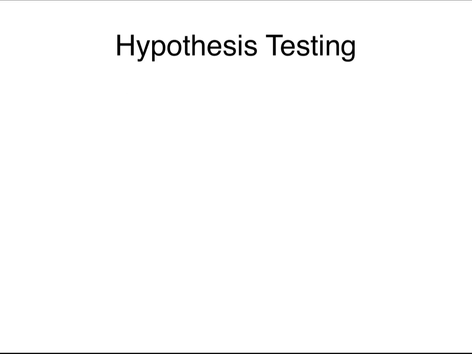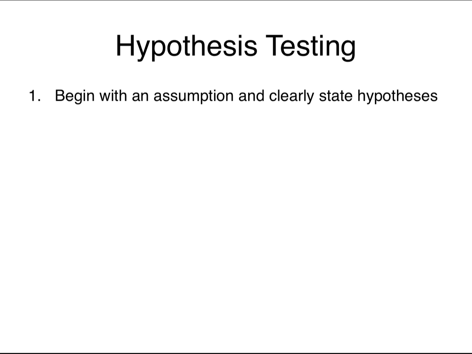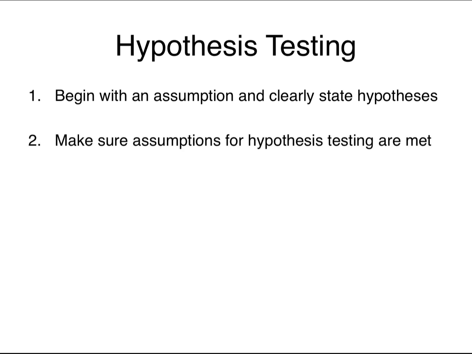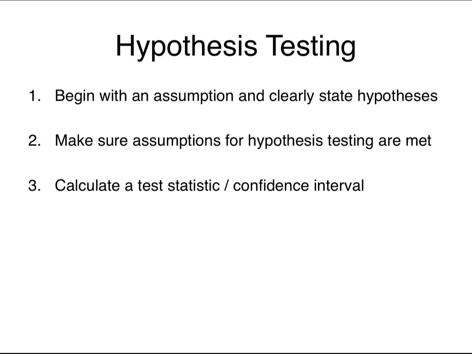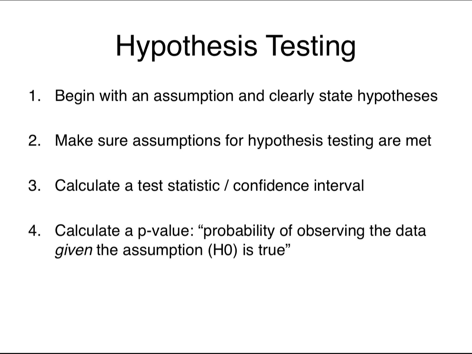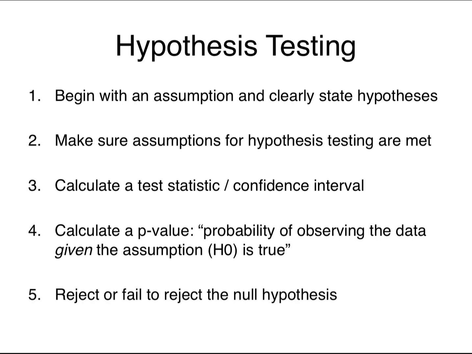This is just a quick reminder about the steps for hypothesis testing. Whenever you're asked to conduct a hypothesis test, for example, examine the differences between groups, you should make sure that you address all of these steps. Begin with an assumption and clearly state your hypotheses, make sure your assumptions for hypothesis testing are met, calculate a test statistic and confidence interval, calculate a p-value, and reject or fail to reject the null hypothesis. And you should also be clear about what led you to reject or fail to reject the null hypothesis. Was it the p-value or the confidence interval?